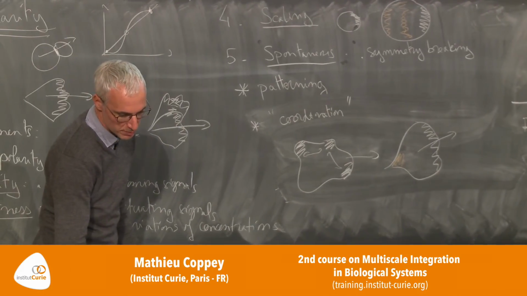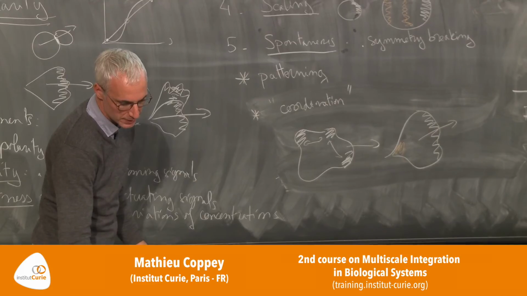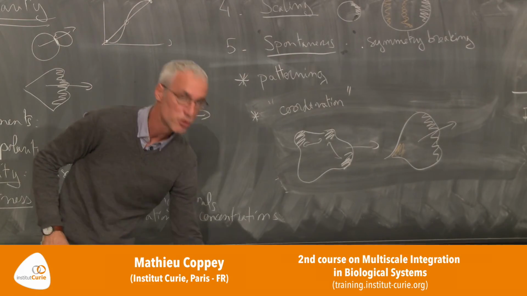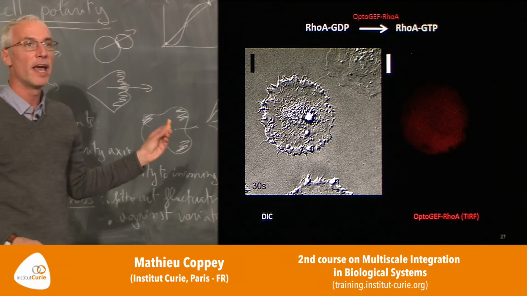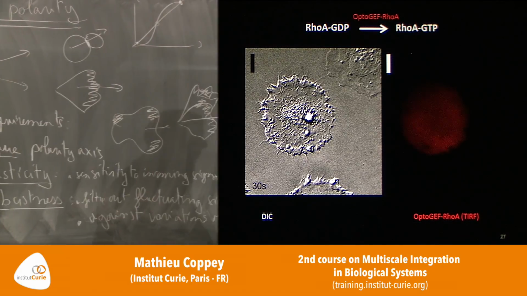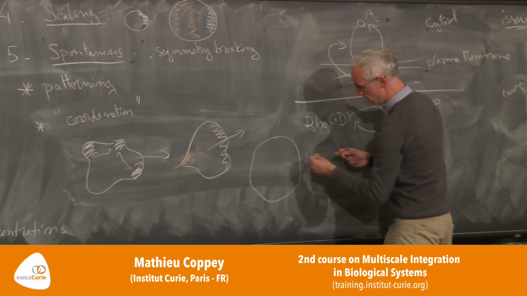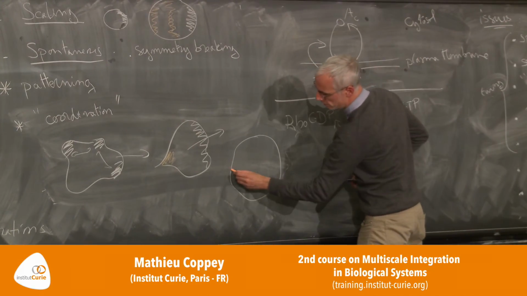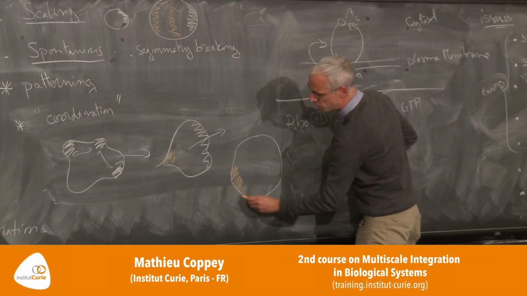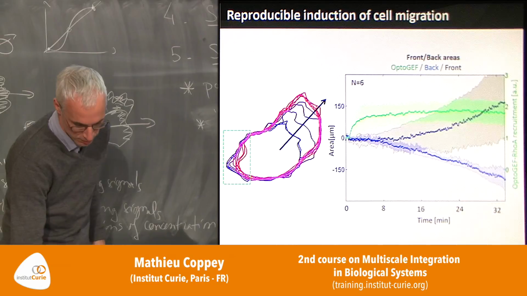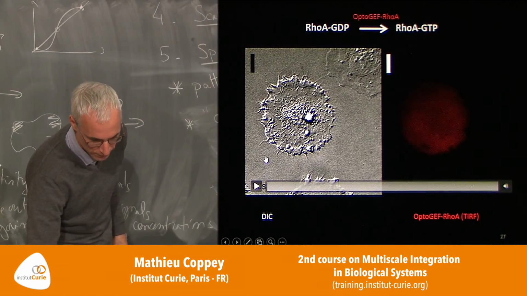I go fast, but I will show you what we did, which is based on this experiment here. What we did was to use optogenetics to activate RhoA locally. We took a cell that was not polarized at the beginning, and we imposed a patch of activity somewhere. And what we saw when we did that, oh, I'm sorry, I'll show you the movie.